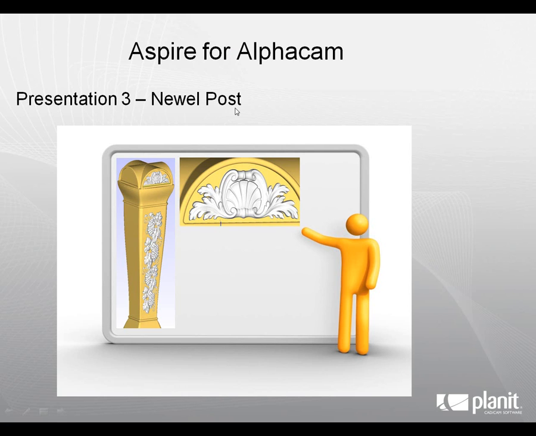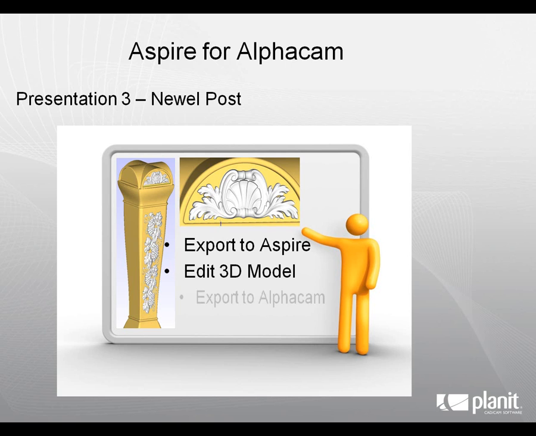Presentation 3 is a Newel Post. It's actually going to be broken down into 2 parts. First part is we'll create this motif on the top here, and the bottom part, the second half, we're creating this bottom half of the Newel Post. We'll be exporting some geometry as a boundary for the top of the Newel Post to fit the motif that you see there. We'll be editing a 3D model, and then again we'll export that back into Alphacam.